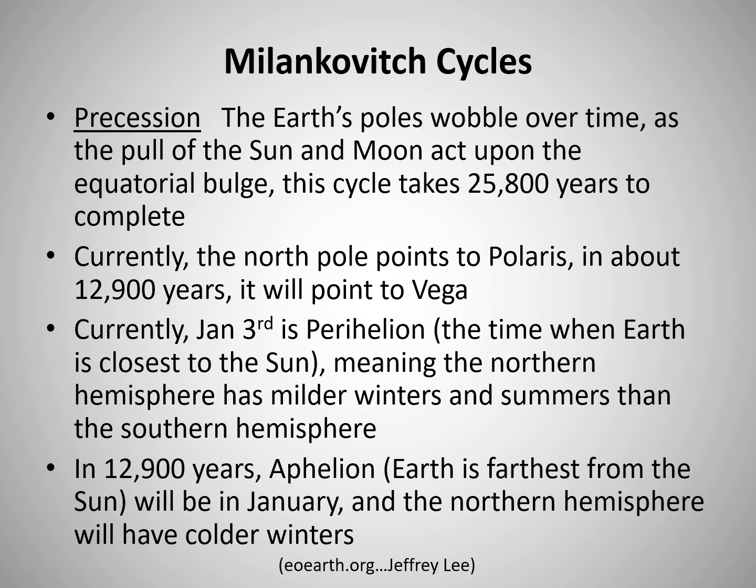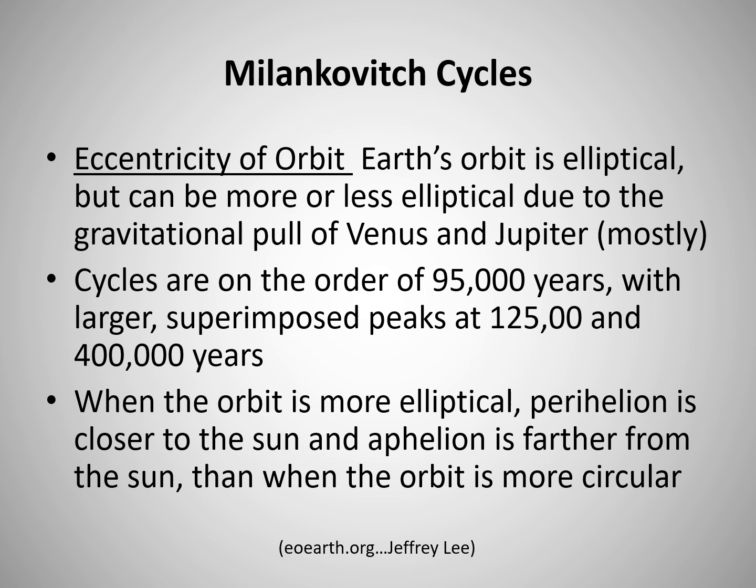12,900 years from now, this will be opposite. And then the people in the southern hemisphere will have milder summers and winters than we do. Is there that much difference in how mild it is? No, not really. Here's our second Milankovitch cycle, the shape of the orbit, also known as eccentricity of orbit.